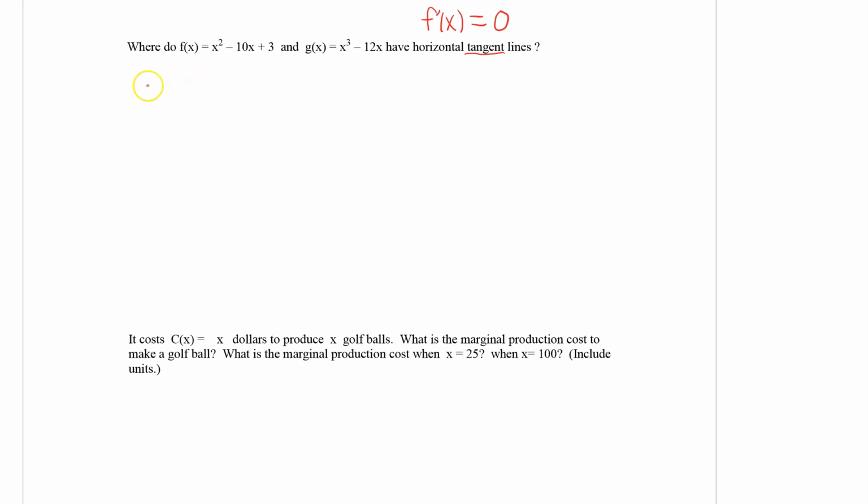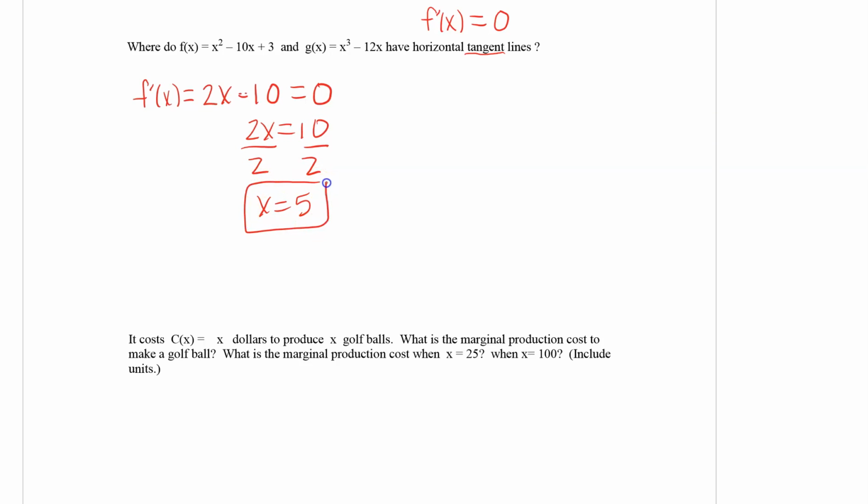I'm going to take your f equation and take the derivative. So this would be equal to 2x minus 10. I'm just going to set that equal to 0 to find out where the horizontal tangent lines would be and solve it out. So I get 2x equal to 10, and then I get x to be 5. So at the value of 5, f of x would have a horizontal tangent line.